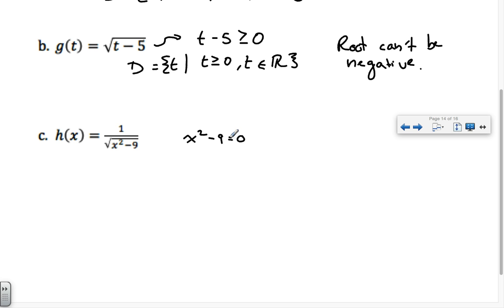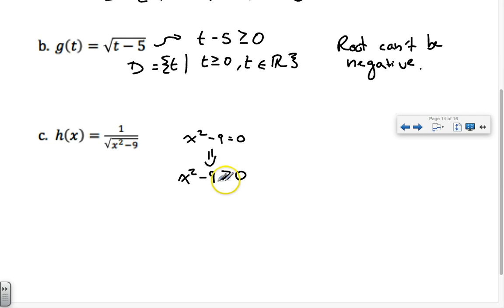And since we can't divide by 0, and this has to be positive, I would also need this to be greater than 0 or positive. So this turns into x squared minus 9. And since it can't be 0 because we can't divide by 0 and it has to be positive, we have to say that it has to be greater than 0, mostly because we can't have it equal 0.